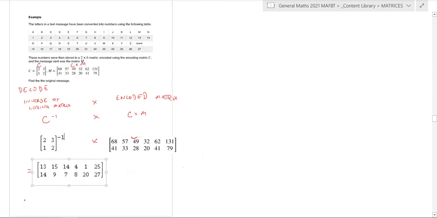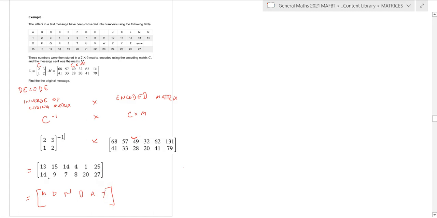Alright, so what this message was saying is, 13 corresponds with the letter M, 15 corresponds with O. Actually, let me space this out properly. 14 corresponds with N, 4 corresponds with D, the number 1 corresponds with A, and 25 corresponds with Y. So you've got the word Monday.